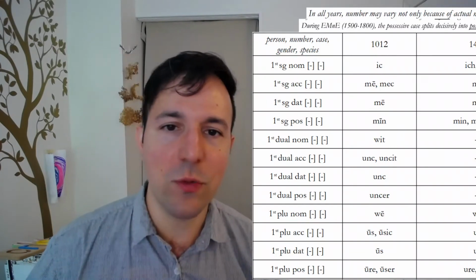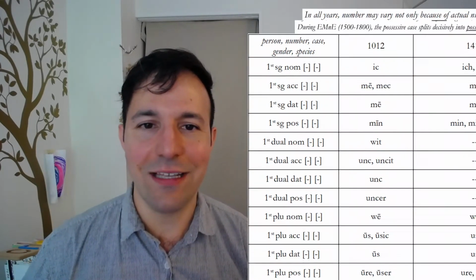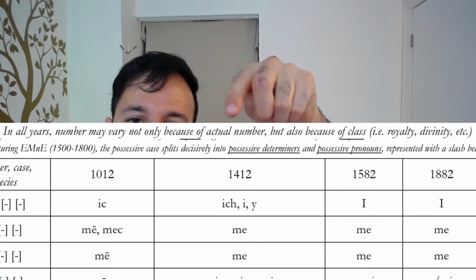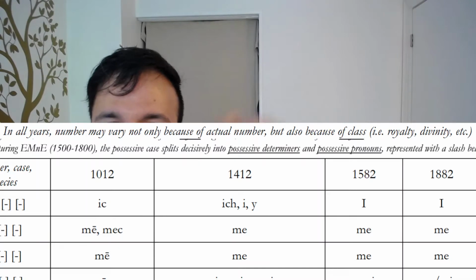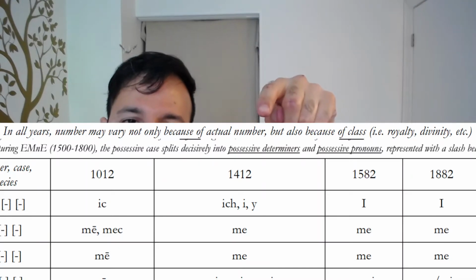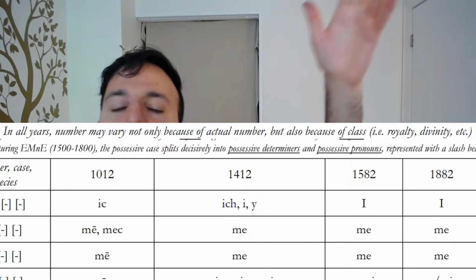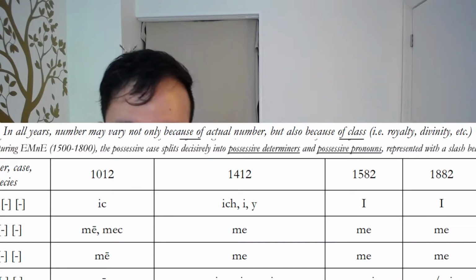I want to draw your attention to a couple of things that I say on the handout. Number one, in all years, number may vary not only because of actual number, that is the actual number of the subject objects, indirect objects, but also because of class, that is royalty, divinity, etc. That would be the royal we, the TV split.